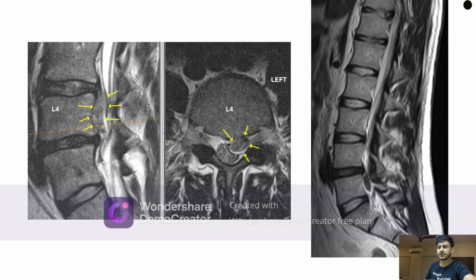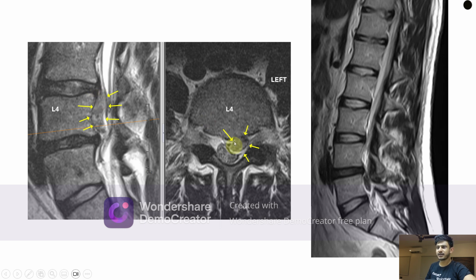So this is an example of a sequestration in an MRI sagittal section. You can see here there's loss. This is the material which is in the spinal canal, and you can see it's separated from the original disc material, and this is how it looks on an axial section.